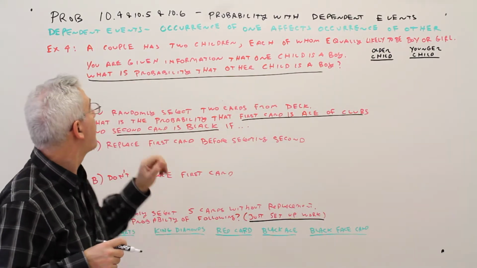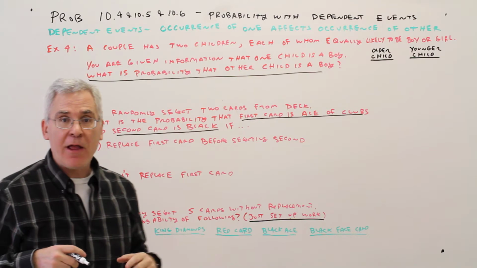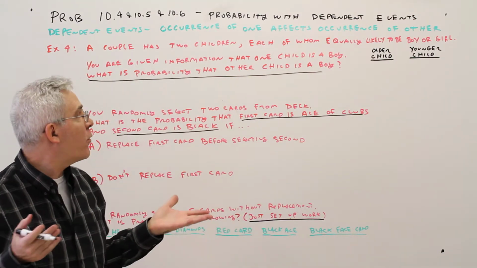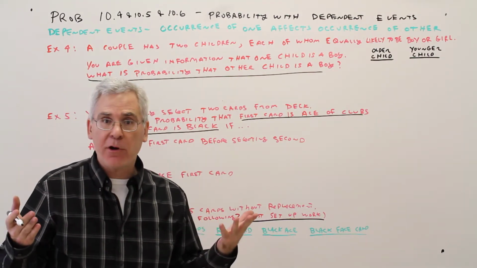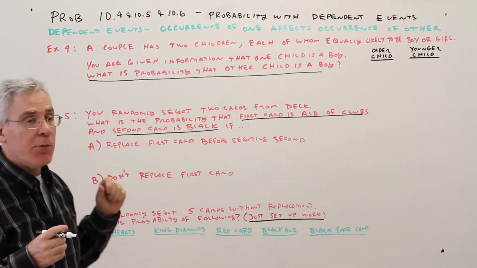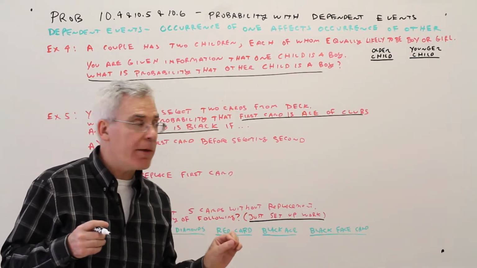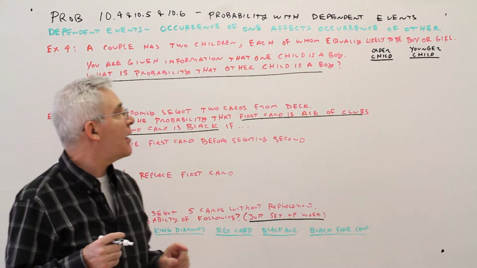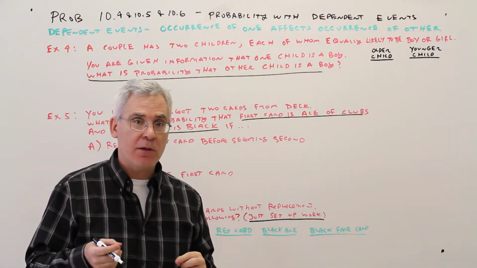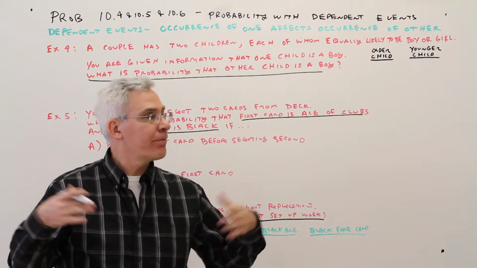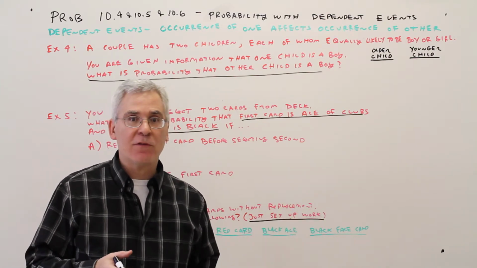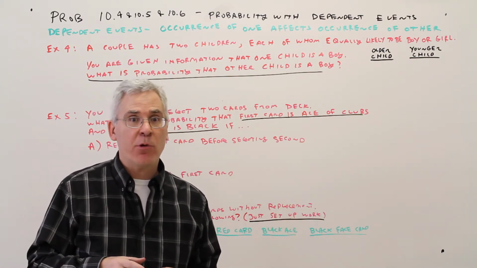All right, so I've got a few examples. First example, example 4. A couple has 2 children, each of whom is equally likely to be a boy or a girl. All right, you are provided information that one child is a boy. What is the probability that the other child is a boy? The common mistake, anybody in the class would usually say 50%, and they would be wrong.